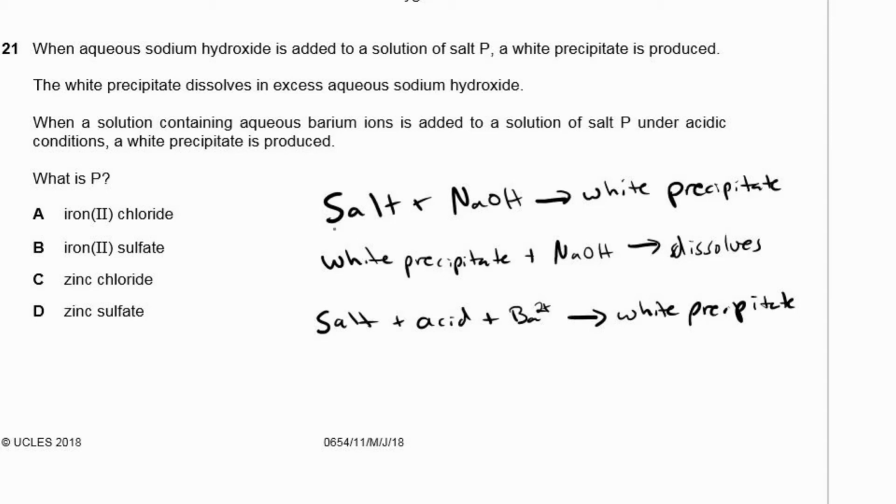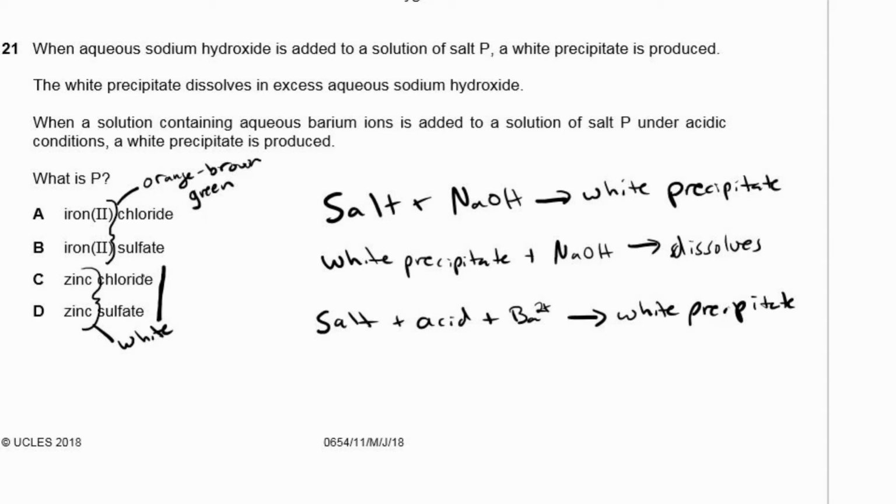What is the salt? Okay, so the first step is finding out whether we have the iron 2 or we have the zinc. When we get a precipitate of iron 2, it's either orange, brown, or it's green. Okay, now zinc gives a white precipitate, so it's most likely C or D. Now we're looking to see whether it's a chloride or a sulfate.